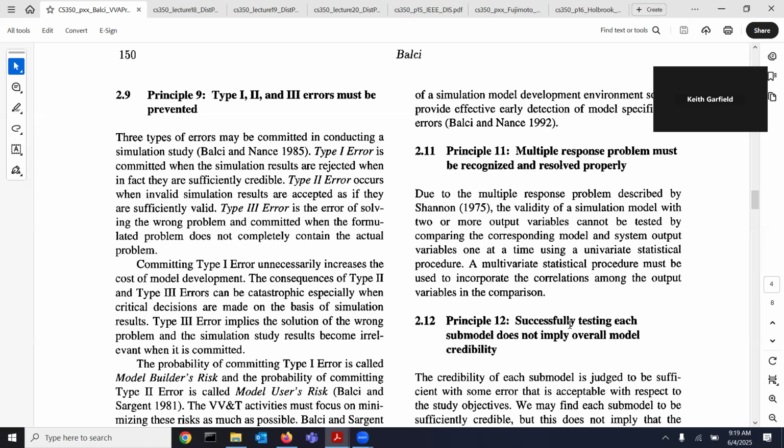So what does it mean to be resolved properly? Notice there's no resolution. Is there no resolution? Oh, a multivariate statistical procedure must be used. That's the solution. What does that mean? If you go back to your experiment design discussion, it means you can do a Latin square or Latin hypercube or some kind of situation where you are changing multiple variables at the same time. And then you can do some kind of statistical technique, there was a paper that we addressed there, where you try to tease out where the interactions occur.